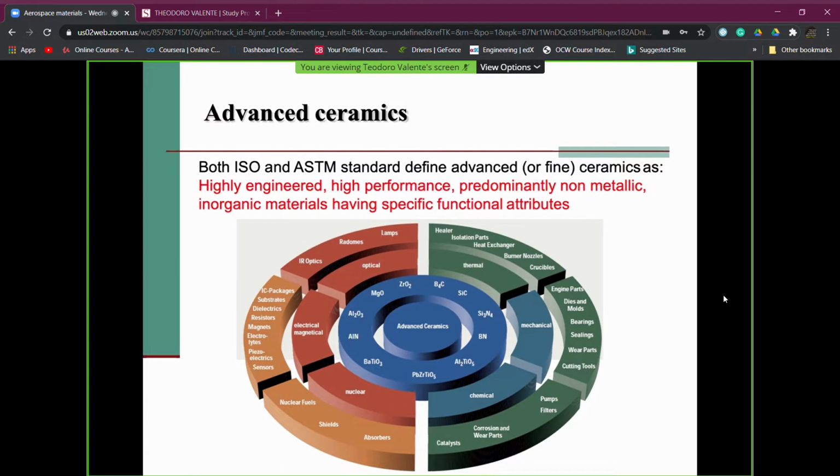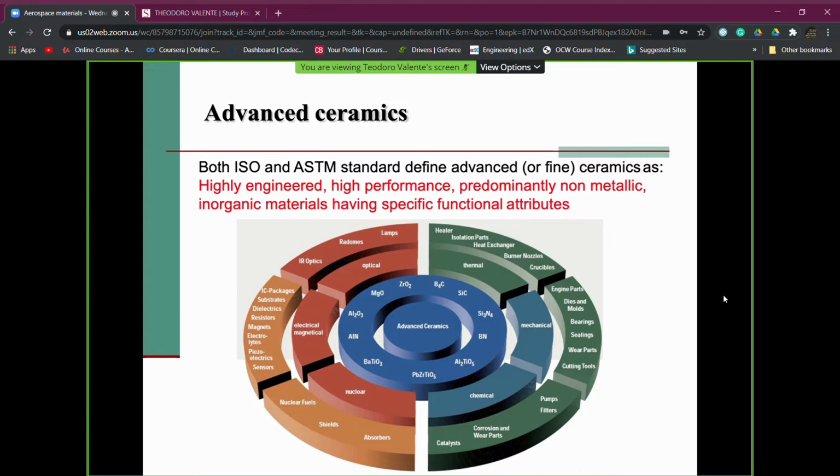And so we can find in this class of the advanced ceramics, which can be interesting for us, materials belonging, as it is stated in this picture, but I will be more clear in a moment, to different subclasses of ceramic materials, potentially used for optical applications, for thermal applications, like, for example, burner nozzles, crucibles, isolation parts, or heat exchangers.